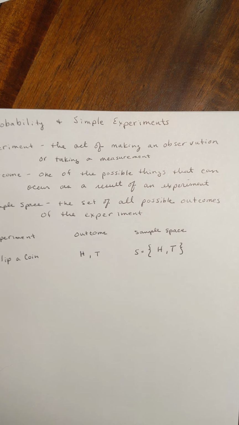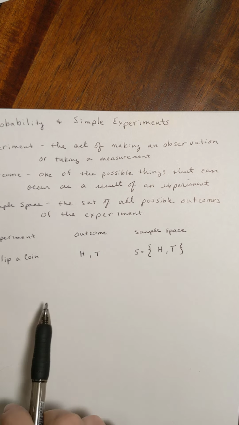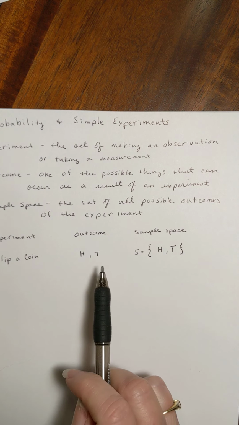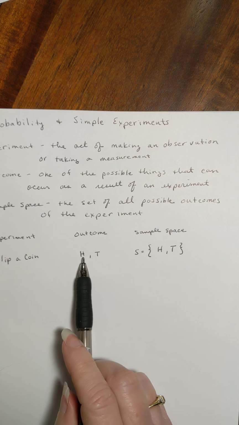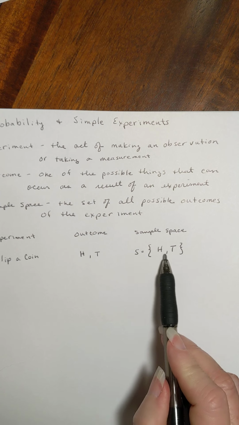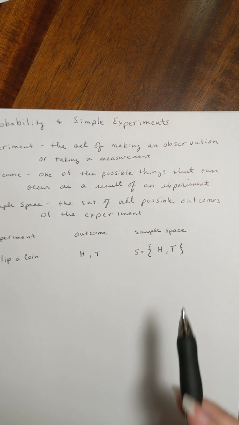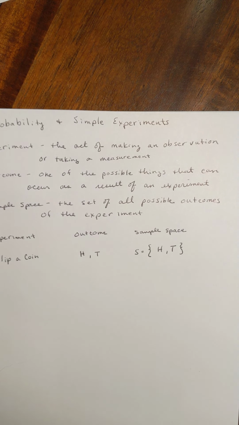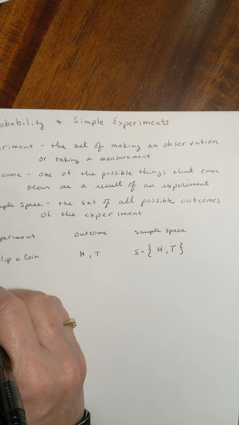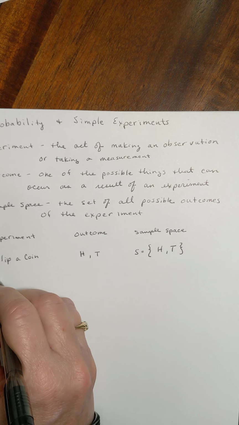All right. So that's one type of experiment, because when you flip a coin, it either turns up heads or it turns up tails. Those are your two outcomes, and so your sample space is heads or tails. Now the next type of experiment that we're going to talk about is rolling a die.